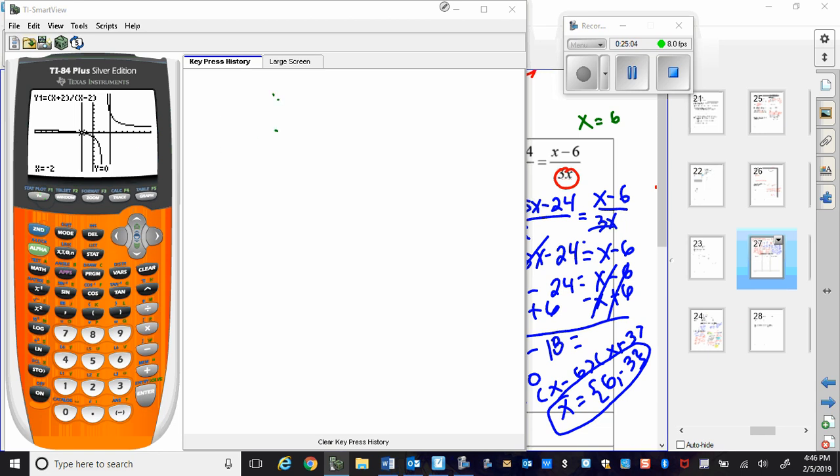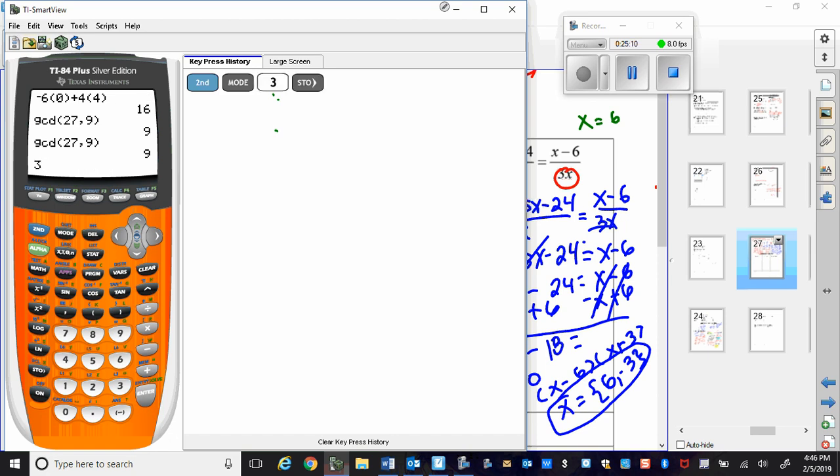I'm only going to do this once, so second mode. So first I want to check, does x equal 3? So 3, store x. I'm storing 3 into x, and then I'm just going to type the left side of the function in.